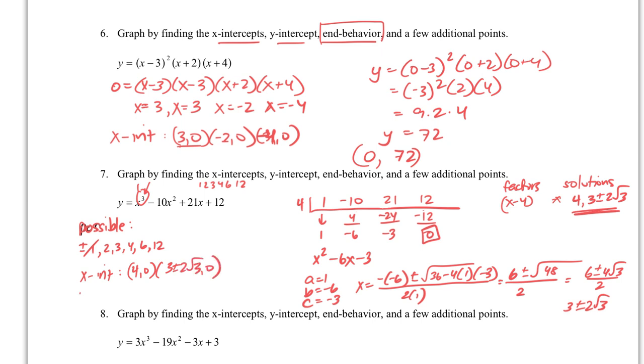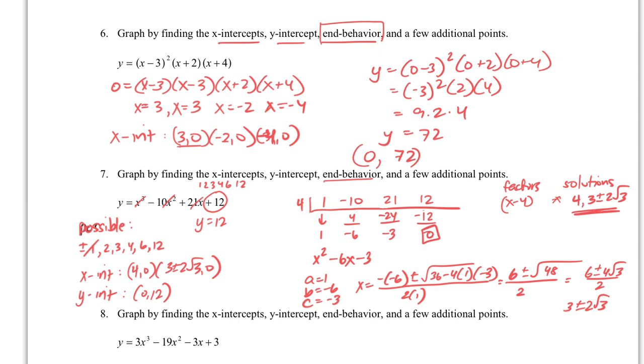My y-intercept, as always, is going to be the value of y when x is 0. If I go to this original equation and I make this one 0 and this one 0 and this one 0, y is just going to equal 12. It's always that constant. So my y-intercept is (0, 12). And the end behavior, again, we'll talk about. We're going to get to that in the next section. And it says graph a few additional points.